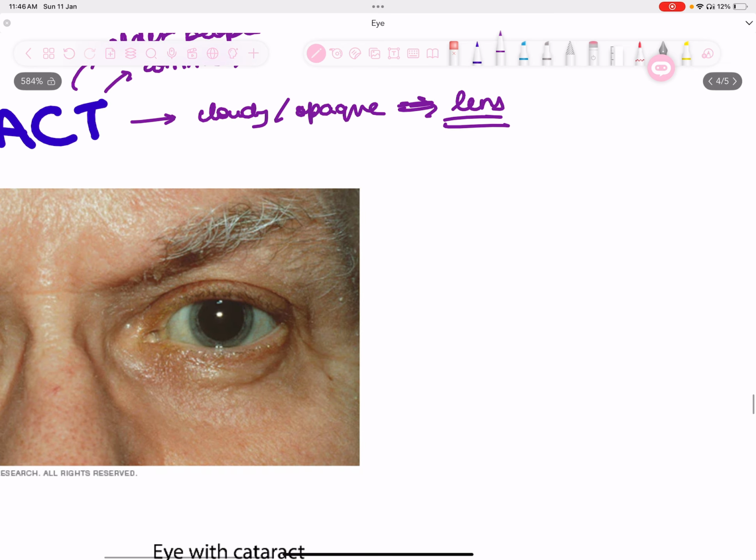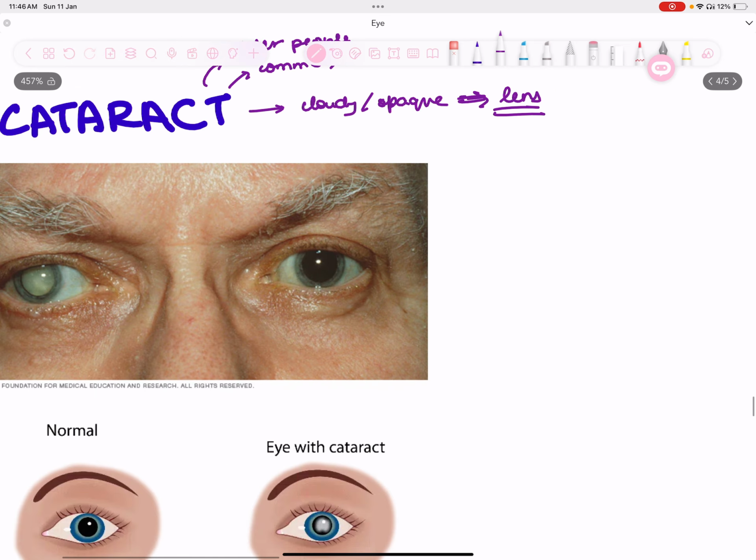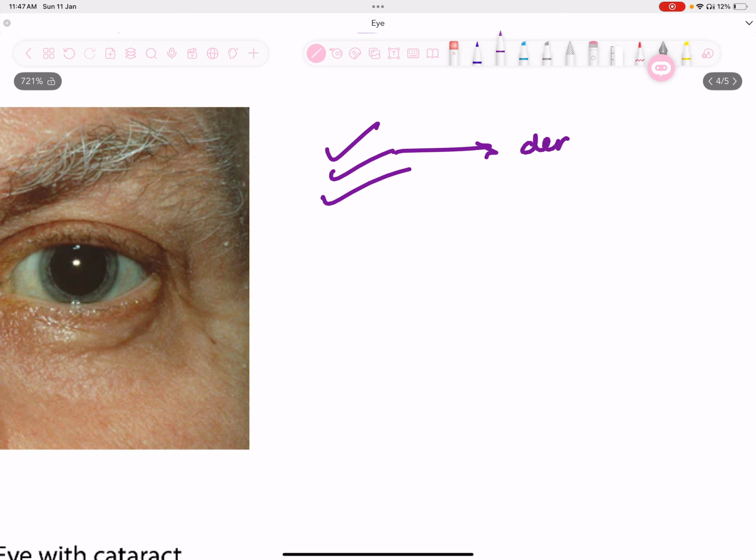Initially, I told you what a lens is. It's basically an elastic capsule which is filled with proteinaceous fluid. That fluid is proteinaceous, but it is transparent at the same time. So the proteins start denaturing in older people, but not every person. In some cases, those proteins start denaturing.